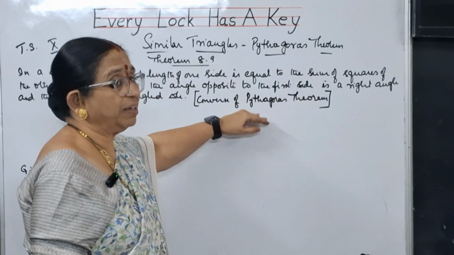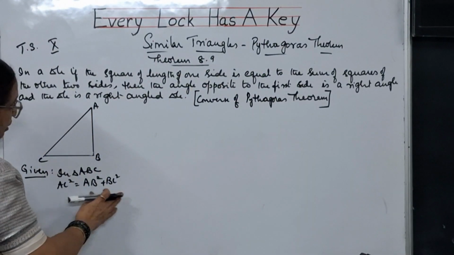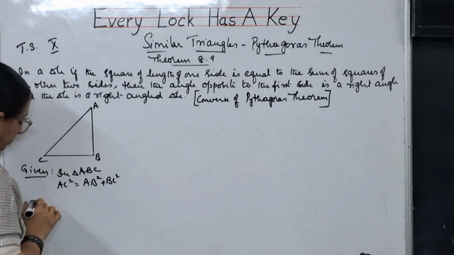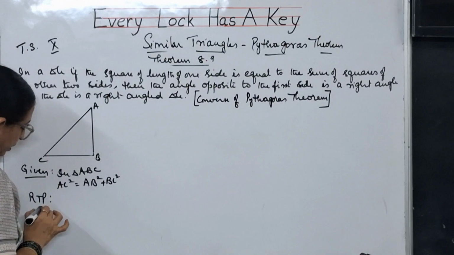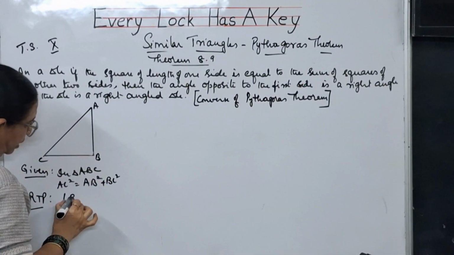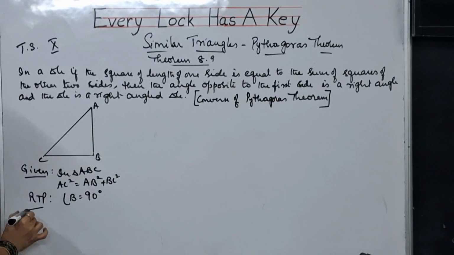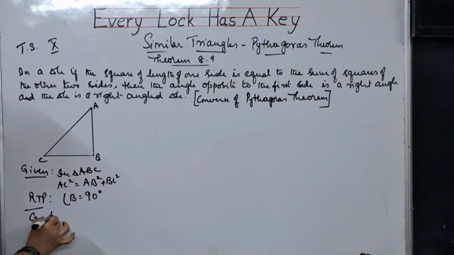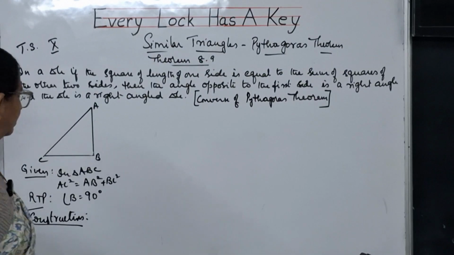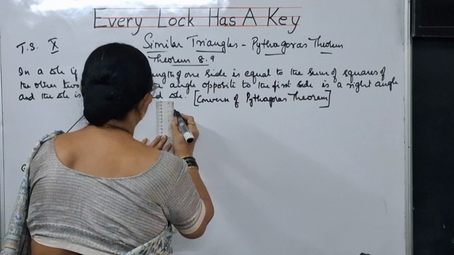What does this theorem say? The square of one side is equal to the sum of the squares of the other two sides. Square of AC is equal to AB square plus BC square. Then what is RTP? You need to prove that the angle opposite to the first side, that is angle B, is equal to 90 degrees. You have to prove this. For this, you have a construction. Now, what is the construction? You have to draw another triangle.